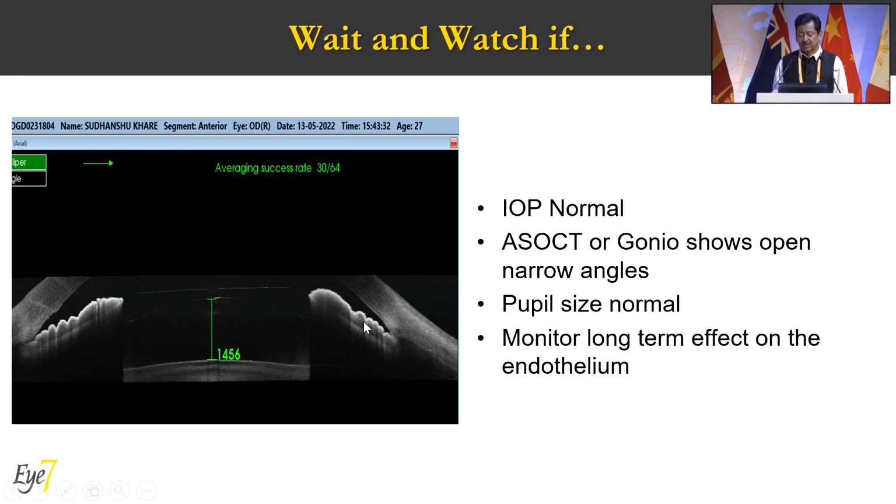So, as long as the IOP is normal, on ASOCT, most of us have ASOCTs now because all of us are doing OCTs for the retina, so ASOCTs for the anterior segment, and the pupil size is normal, you don't have to do anything about it. Let it just continue. Just keep monitoring it.